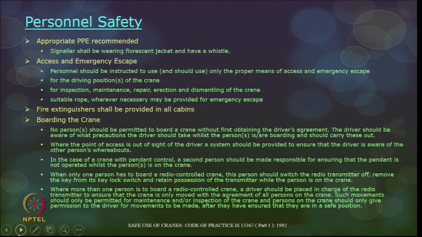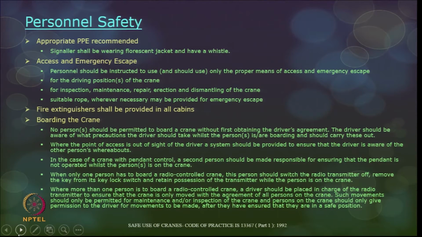Personal safety. Appropriate PPE is recommended, starting from fall protection, as there may be a fall hazard. The person giving the signals, the signaler, should be wearing a fluorescent jacket and have a whistle so that he can be identified by the crane operator. Access and emergency escape: there can be a fire hazard as well, so you may have to have a fire extinguisher and all the precautions of emergency escape routes and emergency access escapes.